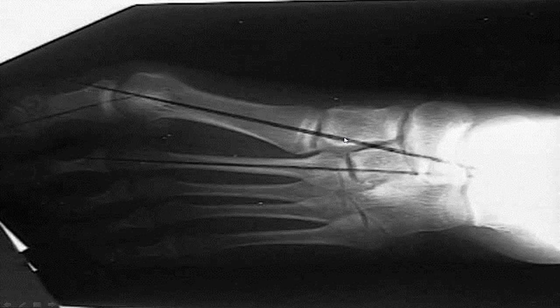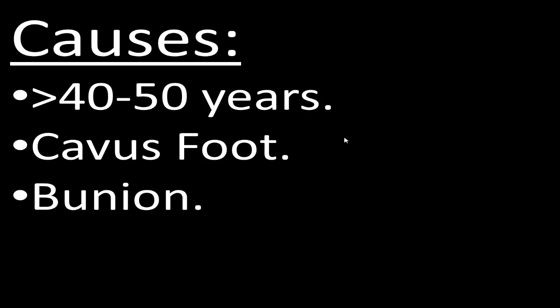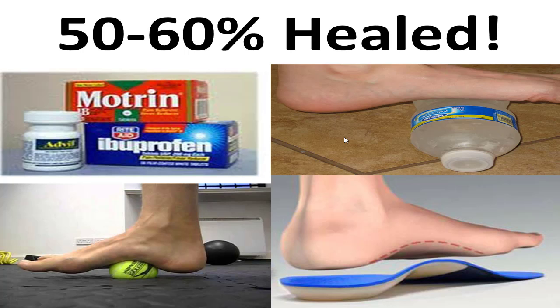So bunions, cavus feet, flat feet, walking improperly, poor shoes, walking in sandals for decades and decades could contribute to this. So it's in people usually over 40 and 50 who have high arched feet, bunions, but could be flat feet. It could be one extreme or the other, but not a normal looking foot. So here's what you do to start taking care of this conservatively and at home.